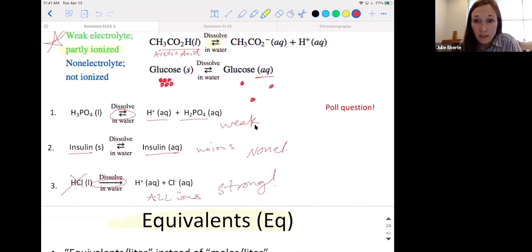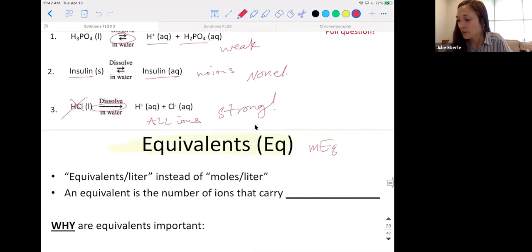Milliequivalence in particular, which would be mEq, milliequivalence. Don't confuse E with a capital Q here. E capital Q is equilibrium, something totally different. E lowercase q is equivalence. I know it's the same letters, so that's tricky, but we're talking about E lowercase q, equivalence and milliequivalence.